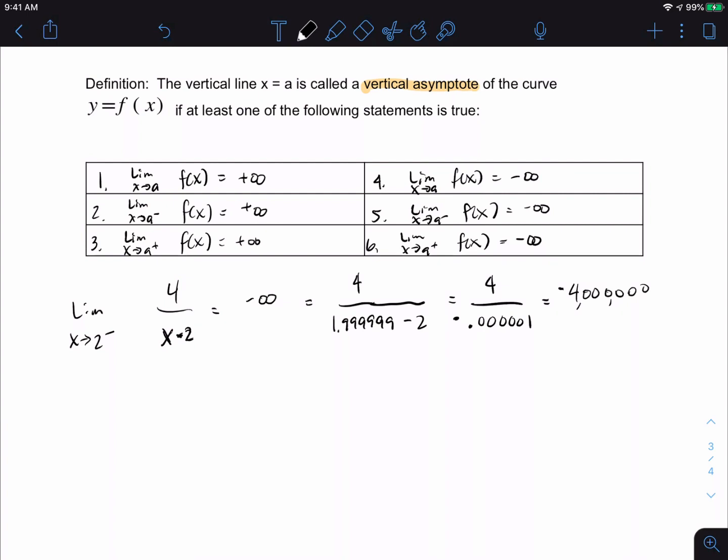Because this is demonstrating number 5. So from here I can say, therefore, we have a vertical asymptote at x equals 2. We okay with that?